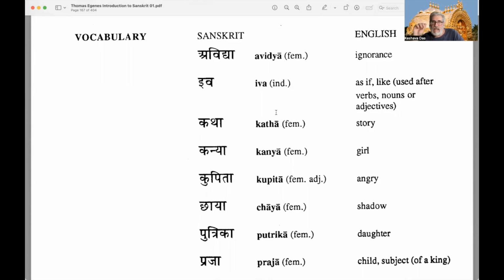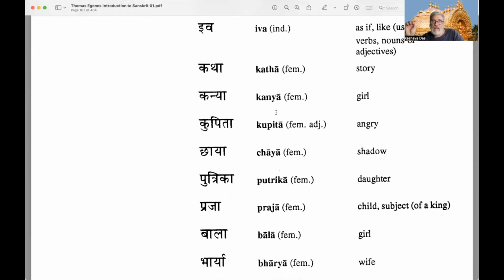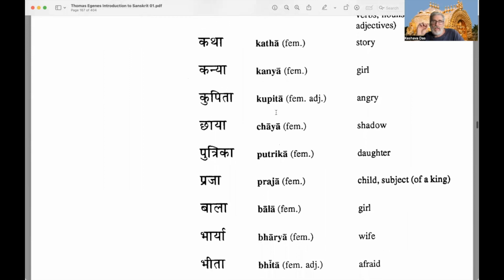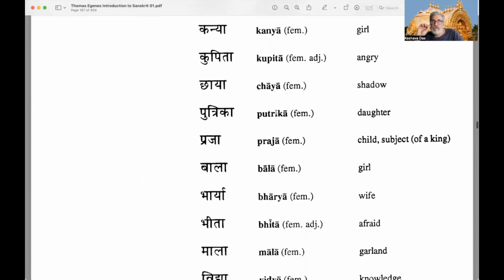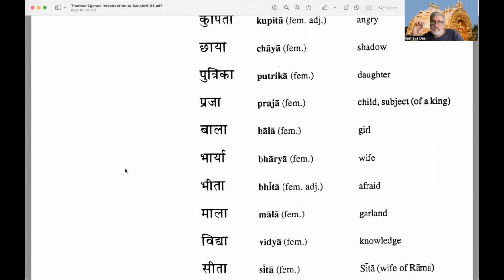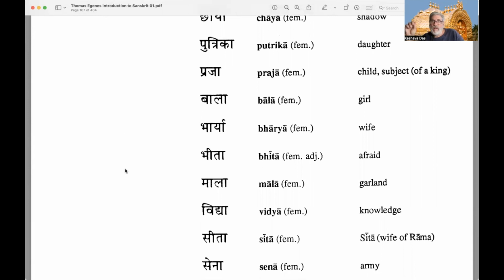Okay, so then kata means story, right? Krishna kata, Rama kata, the story of Krishna, the story of Rama. That's a feminine noun. Kanya means a girl, a young girl. And kupita is an adjective, a feminine adjective, also in long A, means angry. Chaya means shadow. It's the name of one of the wives of the sun, I believe. And then putrika, feminine, means daughter. So we have putra, a son, putrika, a daughter. Then we have praja. Praja means a subject, or it could also mean a child.